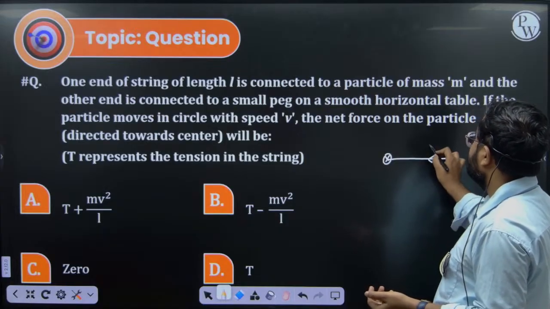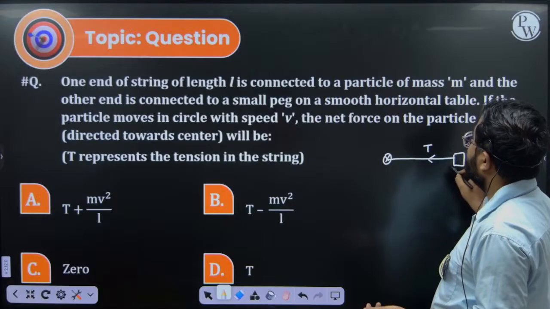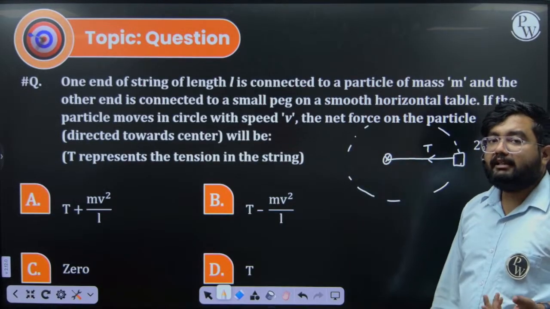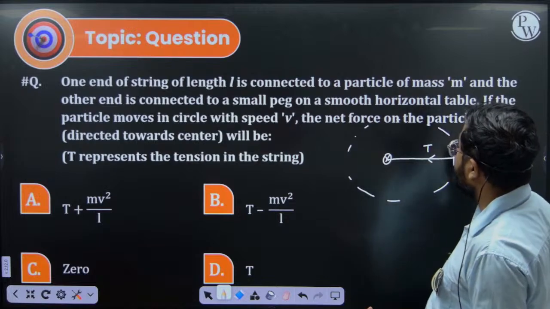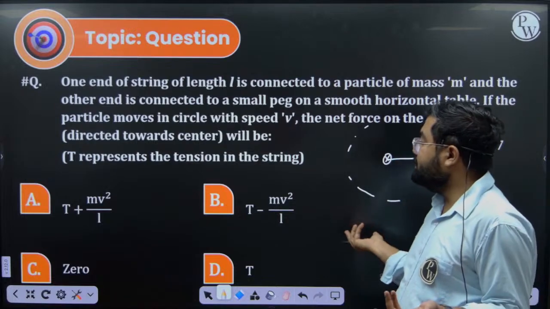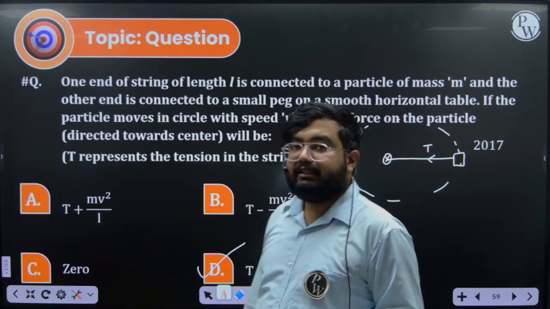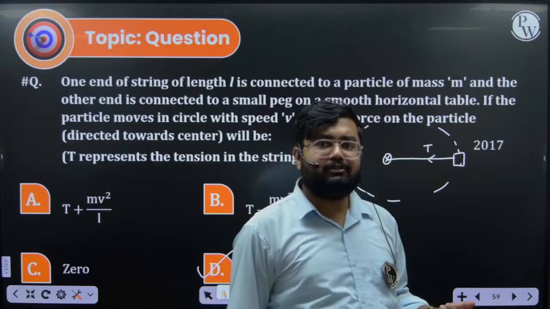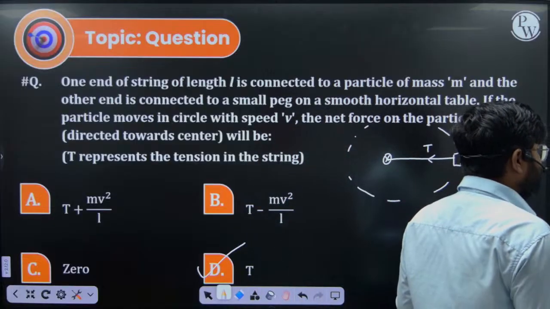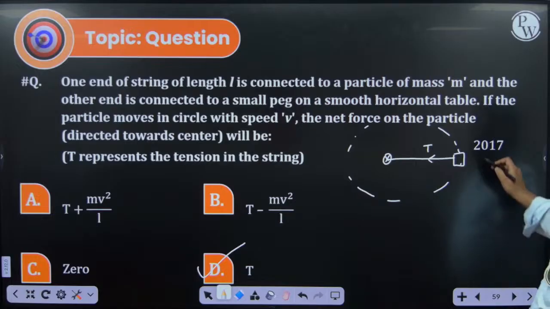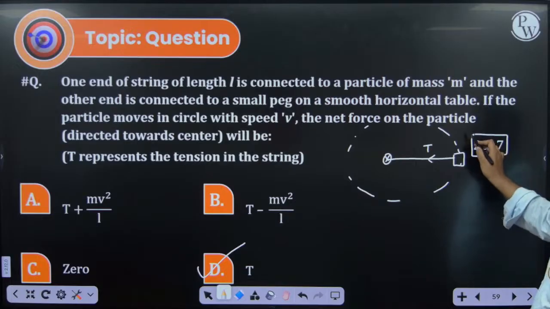Tension is acting towards the center, connected to the particle, and whatever it is doing is circular. So people get confused. They think centrifugal force will balance it, so net force is zero. No, tension is acting at the center. Centrifugal force acts when you change the frame, that is a pseudo force. So the net force acting towards the center is simply tension. So they tried to confuse you this year.